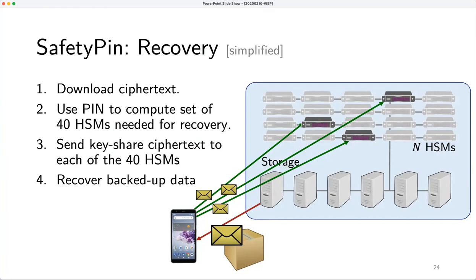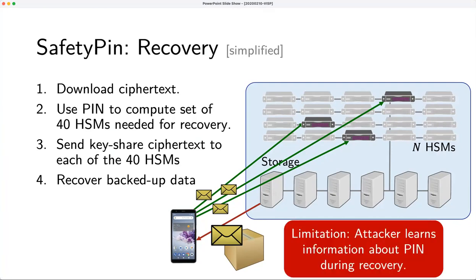So yeah, I guess the one thing you might notice is that actually when you do this recovery, the 40 HSMs that you talk to leak information about your PIN. And that's because which 40 HSMs you talk to depends on your PIN. So the attacker sees which HSMs you talk to, there's some leakage of your PIN to the person who's running the data center. So with this system, every time you recover your backup, you need to change your PIN. This is just a limitation of the way it works.